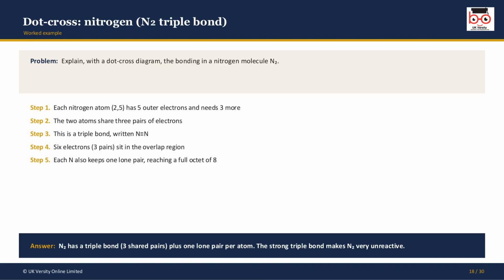Let's tackle the nitrogen molecule. Each nitrogen atom is 2,5, so it has 5 outer electrons and needs 3 more. The two atoms share 3 pairs of electrons between them, which makes a triple bond, written N≡N. 6 electrons, 3 shared pairs, sit in the overlap region. On top of that, each nitrogen keeps 1 lone pair, so both reach a full octet of 8. That very strong triple bond is exactly why nitrogen gas is so remarkably unreactive.